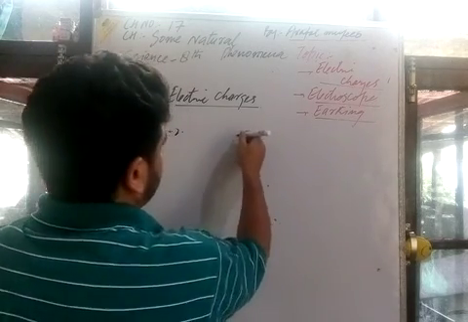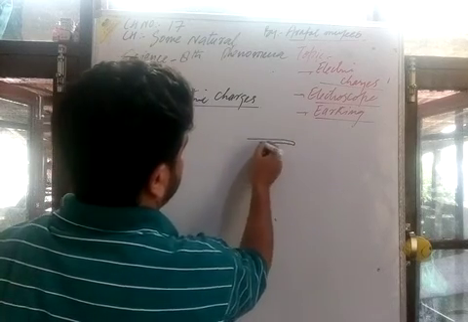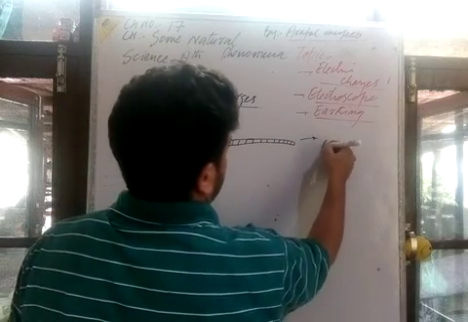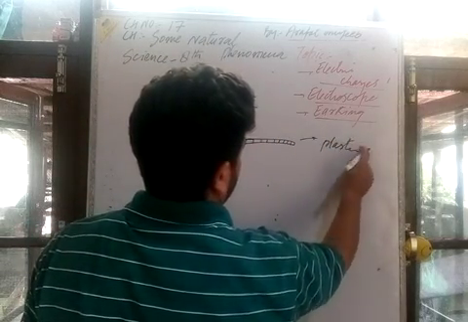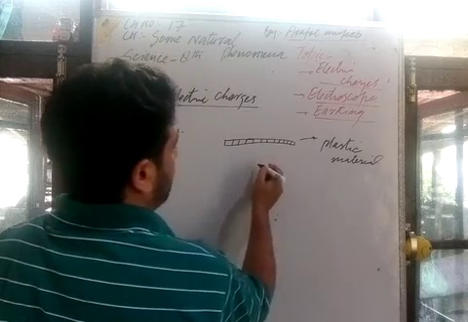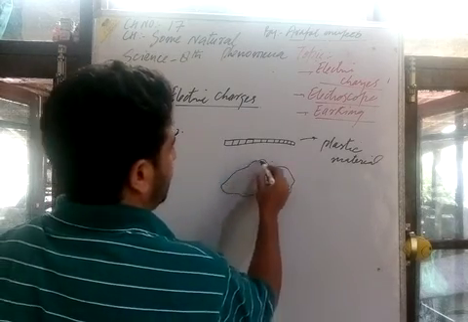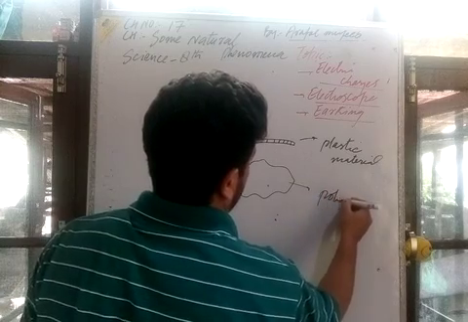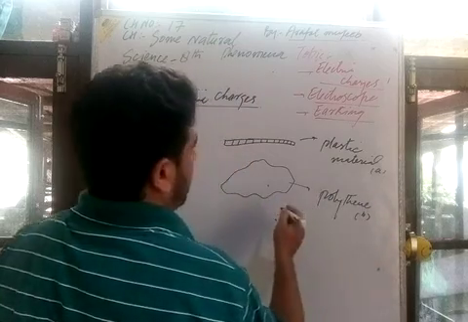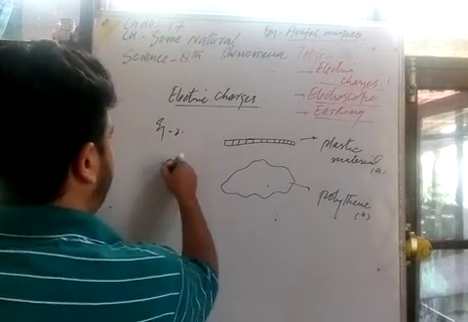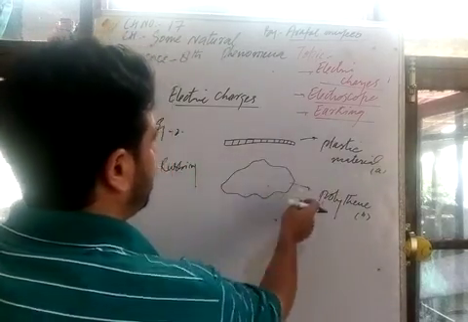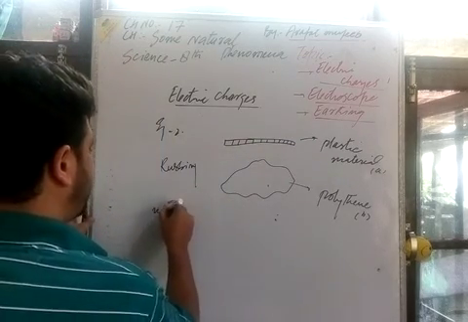Now I will take a second example. If we take a plastic material and rub this plastic material with polythene, let us call the plastic material A and the polythene material B. If there is a rubbing process between these two different materials, the plastic material gets a negative charge.